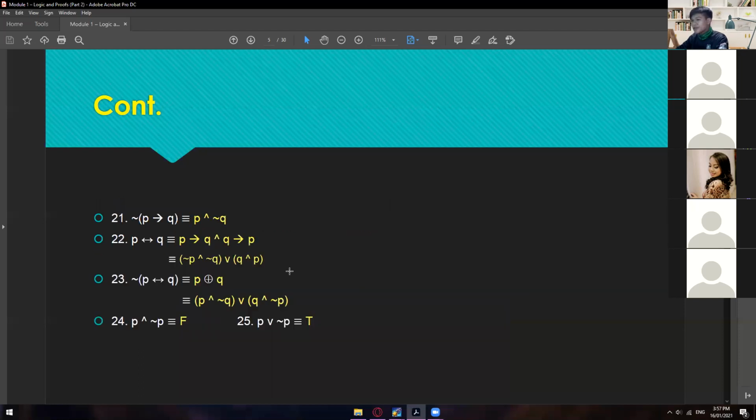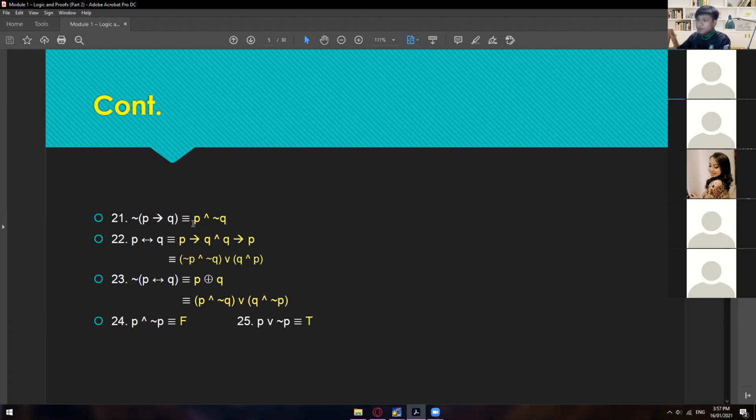All right, so moving on, we have here numbers 21 to 25. Again, these expressions now have their own derivations on why they come up with those expressions. For example, this one, not P conditional Q, is equal to P and not Q. If you have this kind of setup, then we could say that this one is equivalent to P and not Q. Why? First of all, you can prove this one using a truth table. That's super easy. Of course, it will come up with the same values or results.